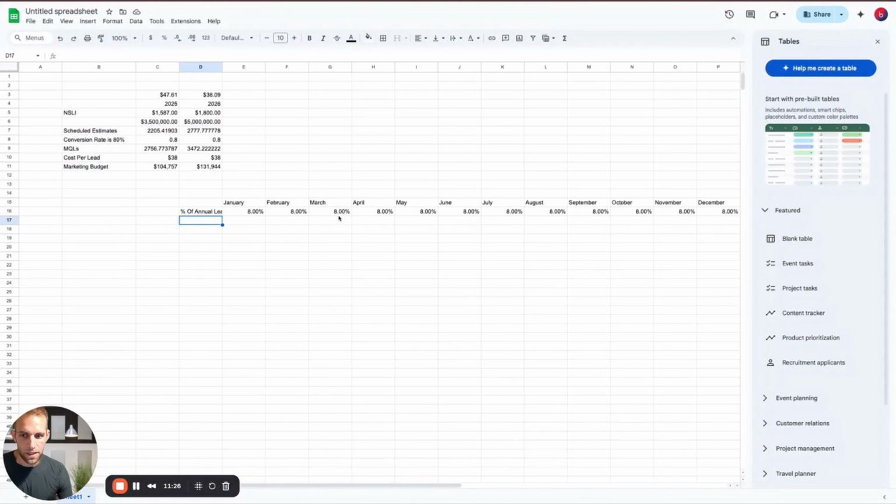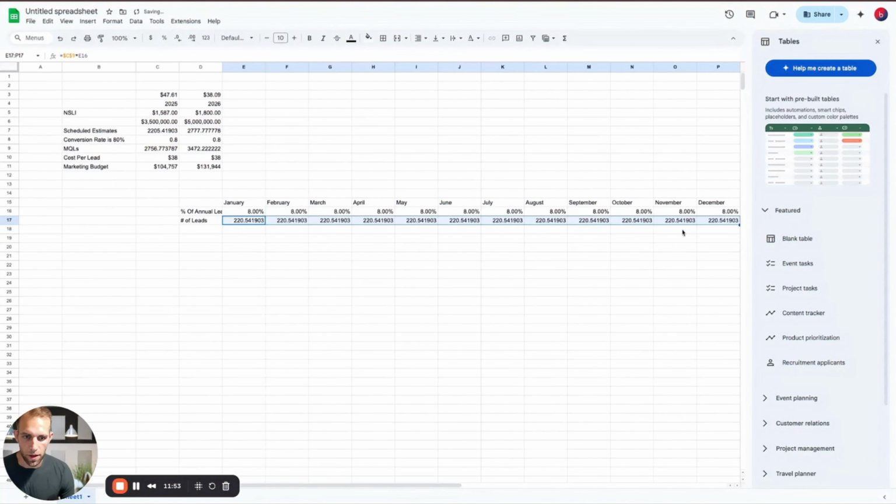So 8% of leads each month would be them evenly distributed. But now I can tell you the number of leads each month would be the total leads that I need to get. So these are marketing leads. So that times my percentage. And this is, let me lock that. So that now we're talking about 220 leads a month. That's from your marketing team.